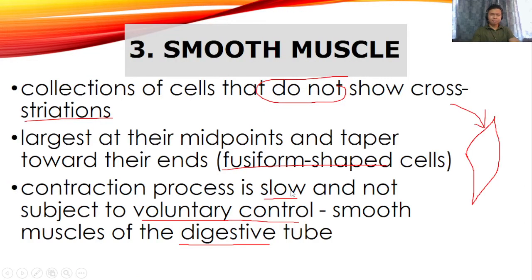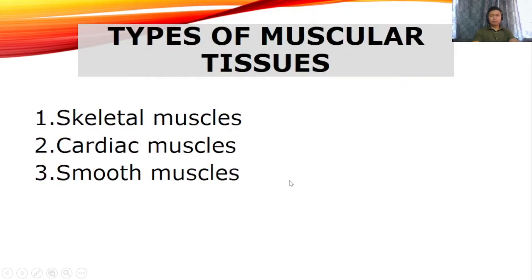Here as well. So this is what we call a fusiform shaped cell, found in our smooth muscle. And to recall the types of muscular tissues, we have skeletal muscles, cardiac muscles, and the smooth muscles. That's it for the muscular tissues.